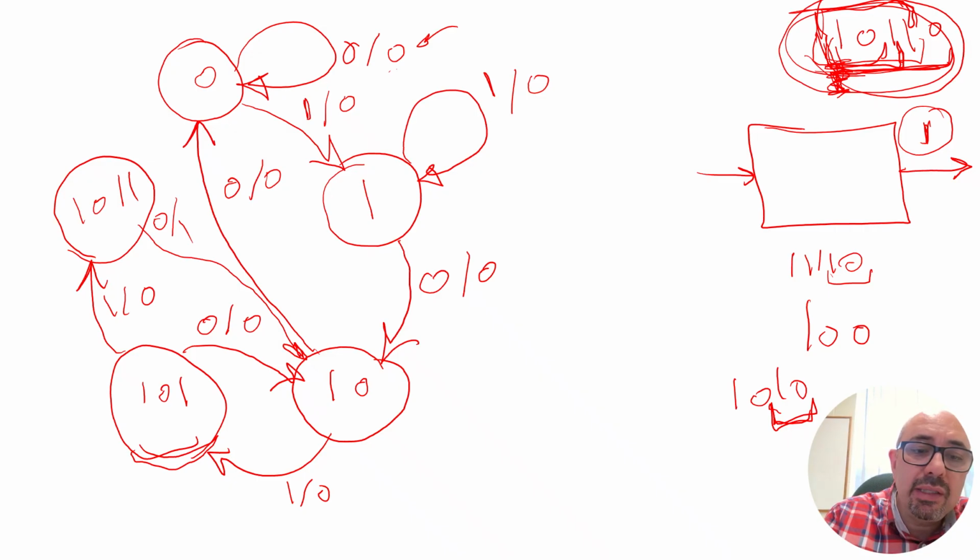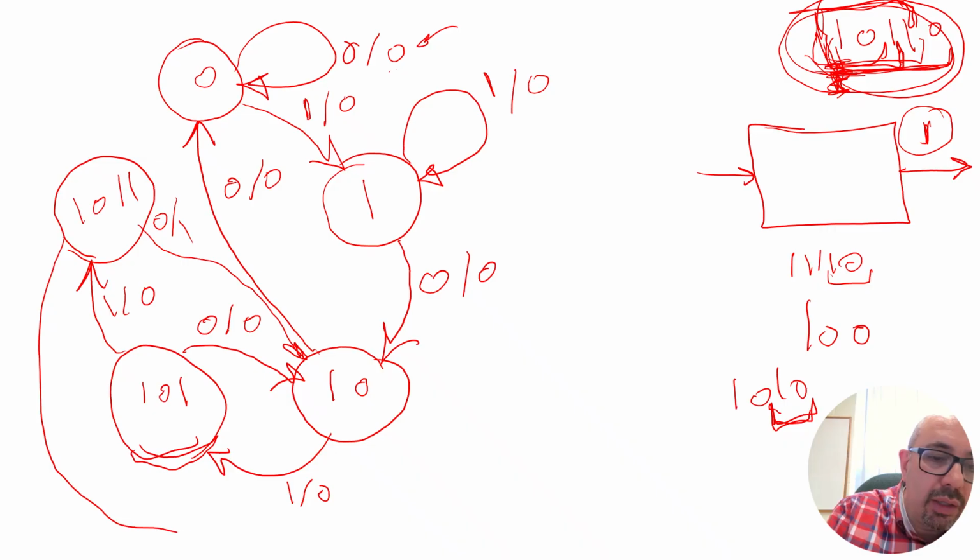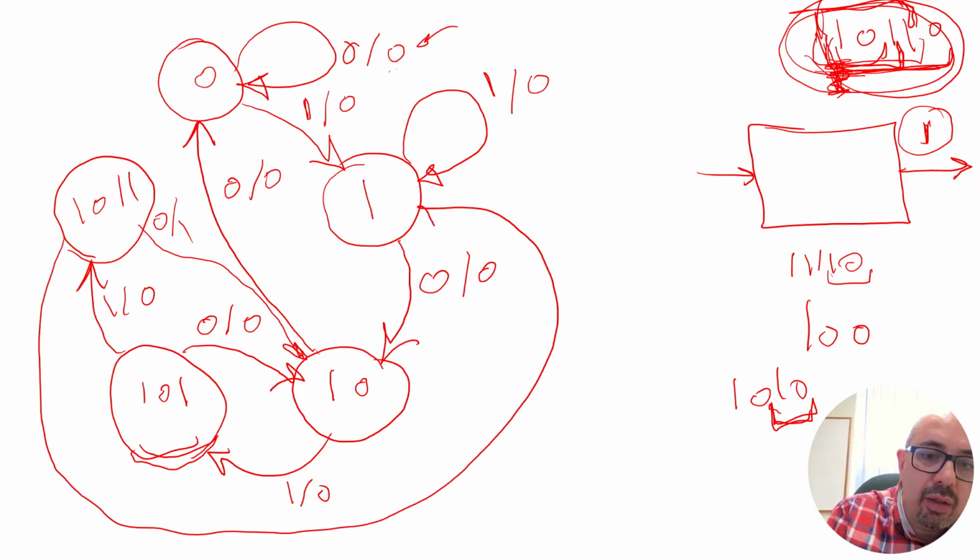And if I receive a 1, so I have 1 0 1 1 1, this will actually return me to this state. So this is a 1 0, right? So now this is the circuit, actually this is the state diagram for this circuit.